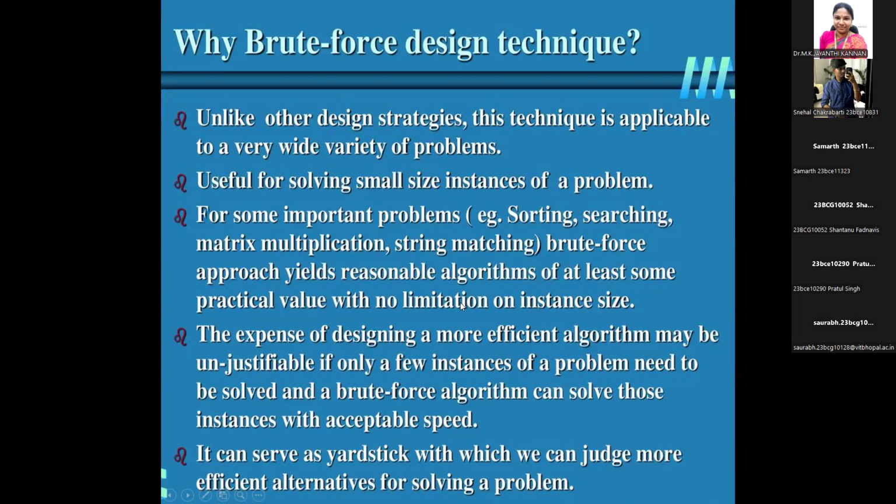If the input size is very small, and you are doing medium-size programs without much complication and without a big data set, this particular method will give you the expected result. The expense of designing a more efficient algorithm may be unjustifiable if only a few instances of the problem need to be solved, and a brute force algorithm can solve those instances with acceptable speed.